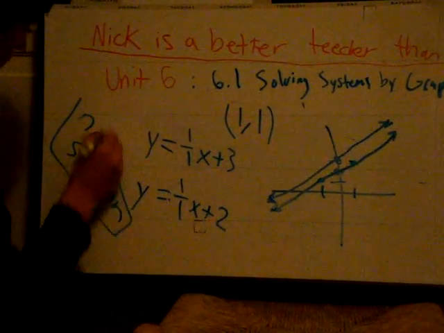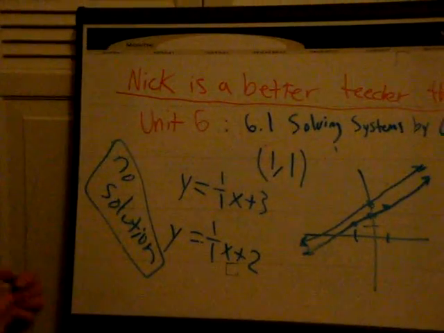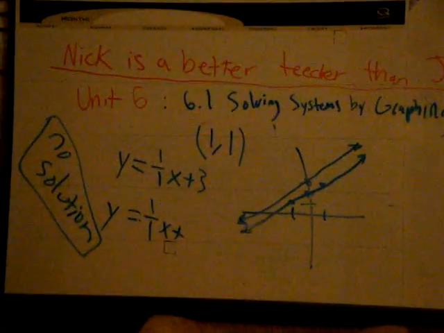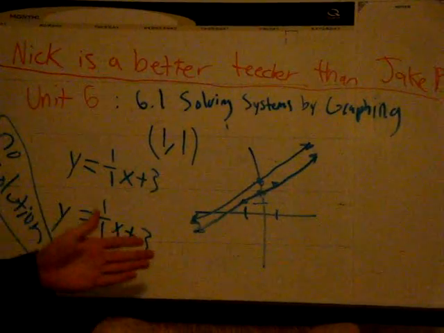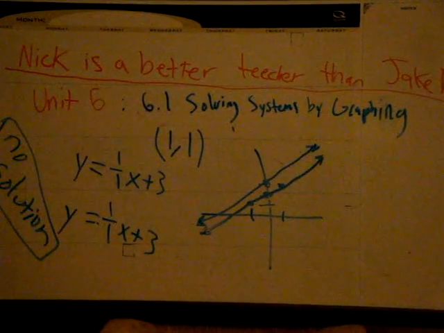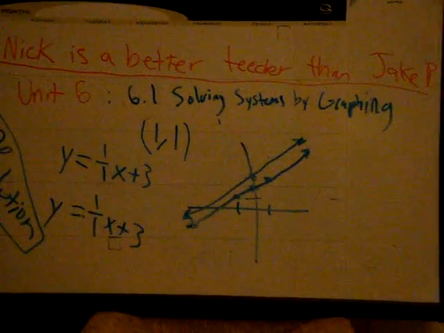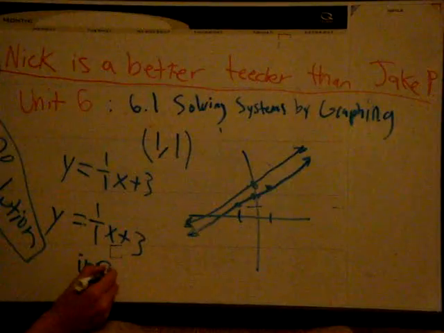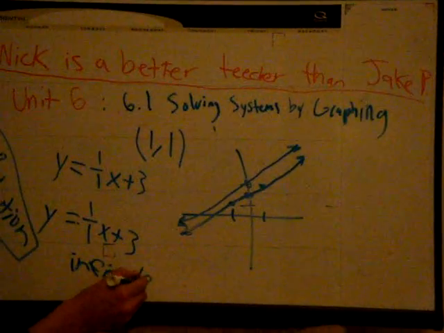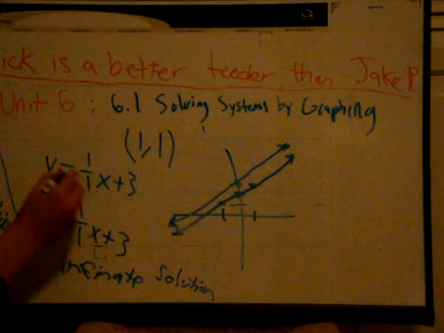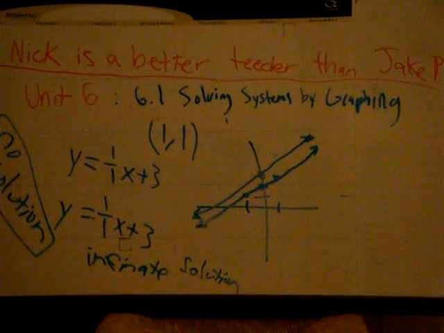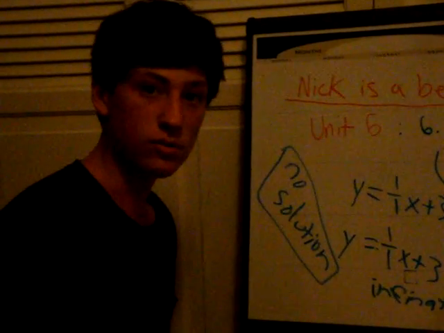And that's our answer. And then also, let's say we have two of the exact same lines. So they're both exactly the same. That would make it infinite solutions because they're the exact same lines. So our answer would be infinite solutions if they're both exactly the same equation. And that concludes 6.1, solving systems by graphing.